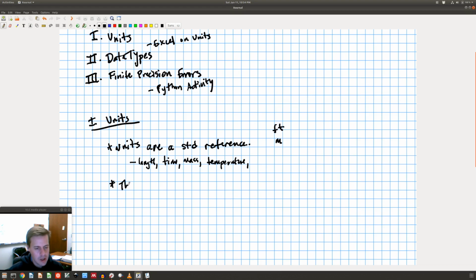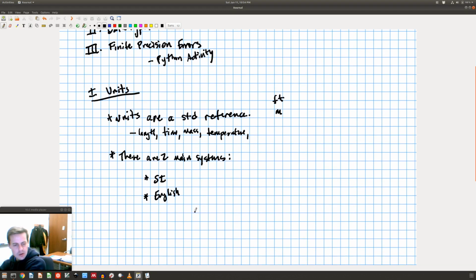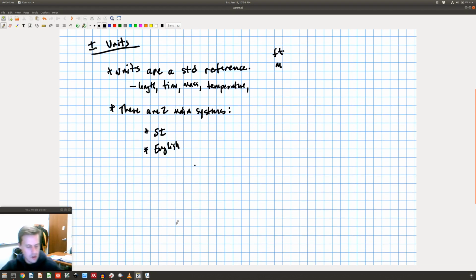Okay, there are two main systems of units. The first is the SI unit system, the international system, and the second are English units. So you're probably already familiar with this. Hopefully you've used these kinds of units in high school. And for this class, part of the things that you're expected to know, part of the course outcomes that you need to know for the class have to do with units.